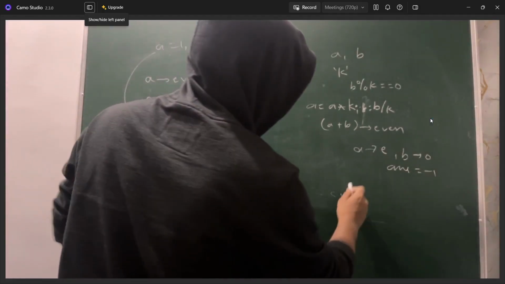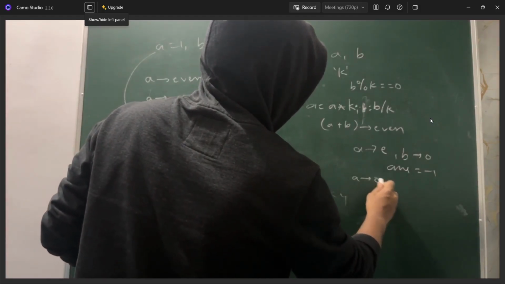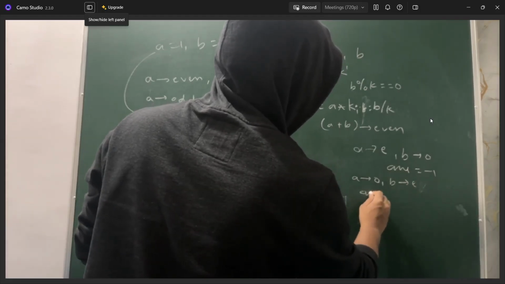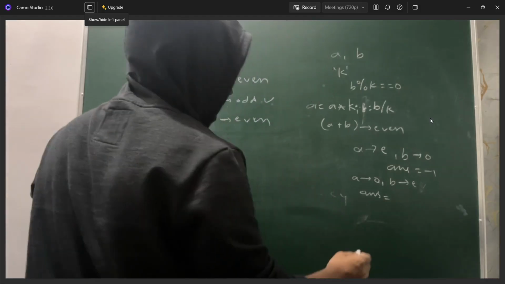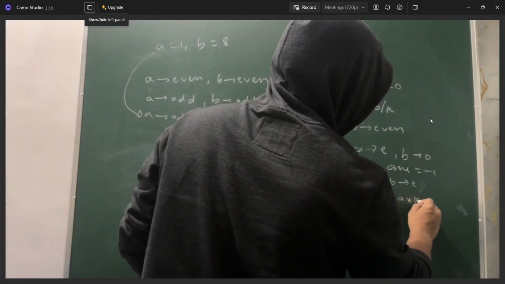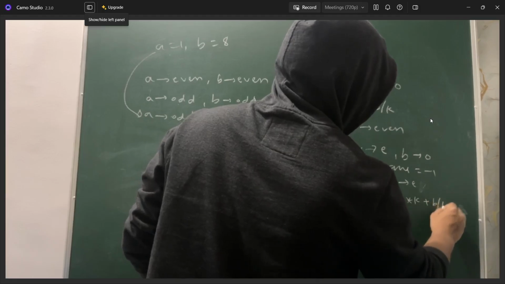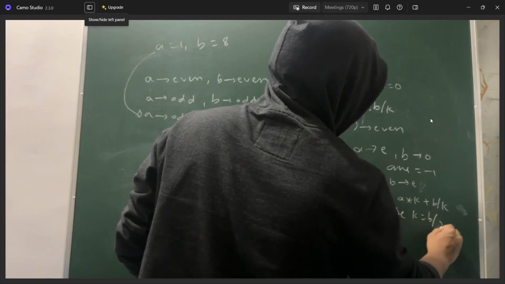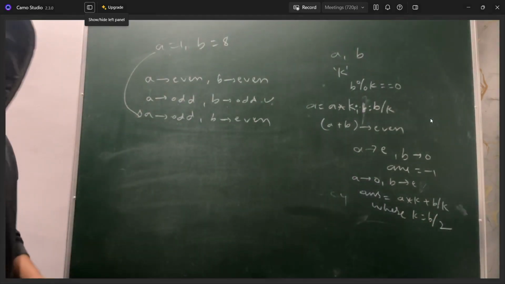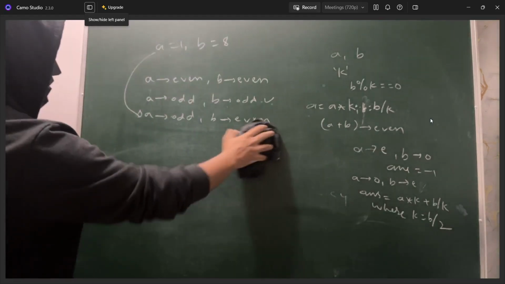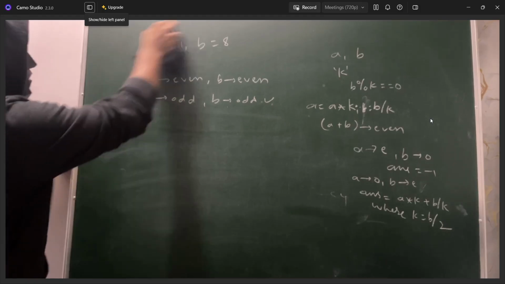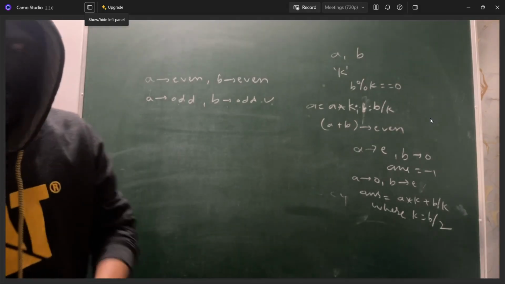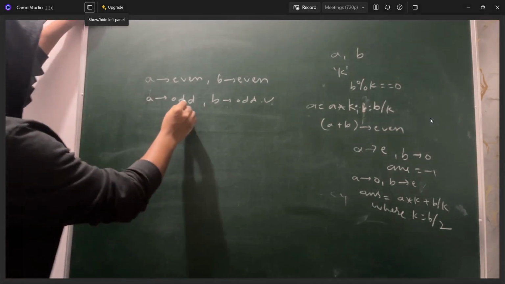So whenever a is odd and b is even, in that case your answer will be a into k plus b by k, where your k is b by 2, right? I think you guys got to know. So we have dealt with 2 cases. Now let's try to deal with the other 2 cases. In this only you guys should solve the problems. So let me deal with this case.